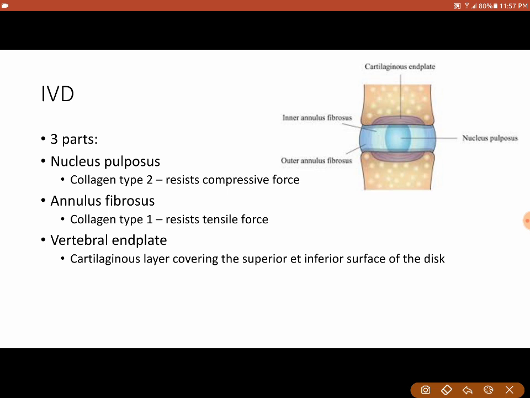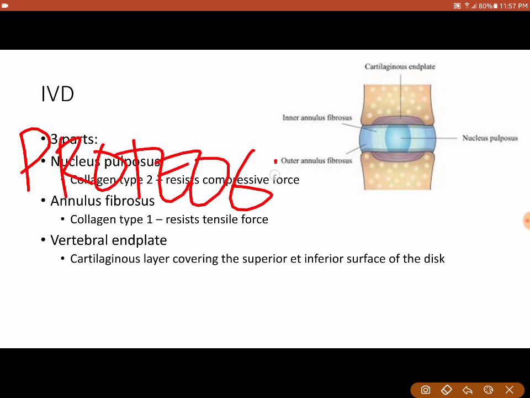You have your nucleus pulposus. Your nucleus pulposus is a gelatinous mass found in the center, and it is composed of 70 to 90% water and 65% proteoglycans. Proteoglycans are proteins that attract water.